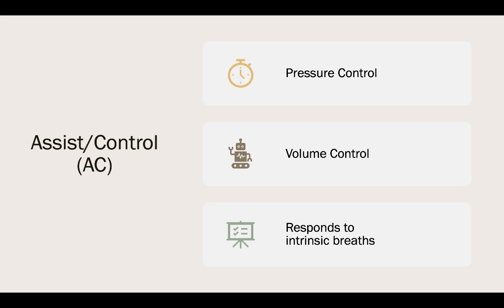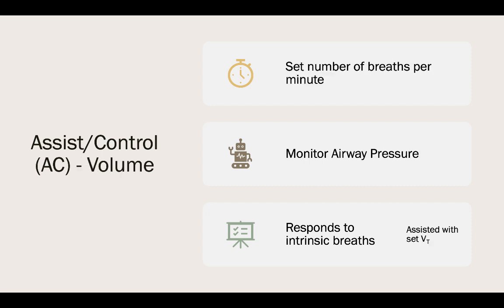So under assist control, got a couple ways to initially inflate that lung, and I've got pressure control. We can control our pressure. We've got volume control. We can control our volume. Assist control will respond to intrinsic breath. So we've got a sedated patient, but not paralyzed, and they take their own breath. It will respond to that. But with assist control, which one am I controlling, pressure or volume? Under a volume control, under this assist control, if we set it to a volume control, we're setting a number of breaths per minute. So we're breathing at 12 times per minute, and we are setting, let's say, 500 mils per breath. And that vent will deliver 500 milliliters per breath, no matter what.